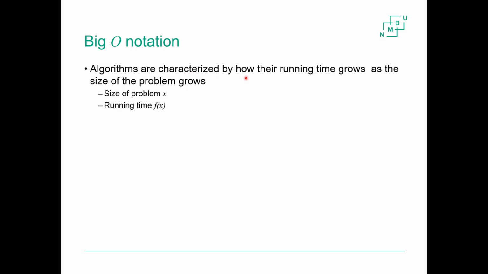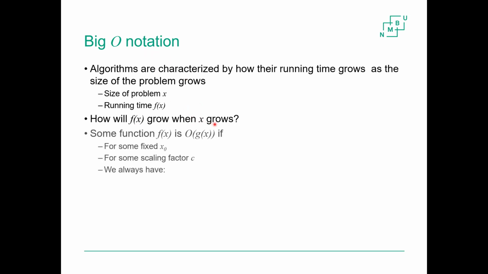Algorithms are characterized by how the running time grows as the size of the problem grows. So let's say we have the size of a problem denoted as x, and then the running time is a function of this, right? F of x. So how will f of x grow when x grows? That's what this big O notation tries to tell us.